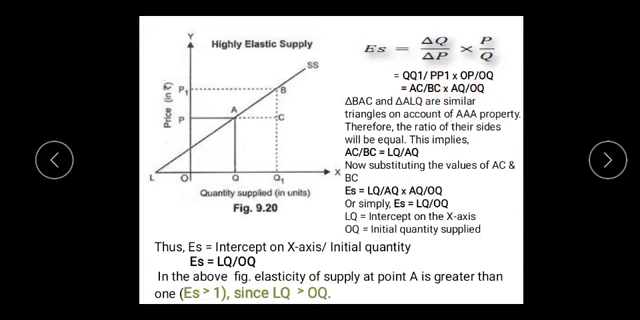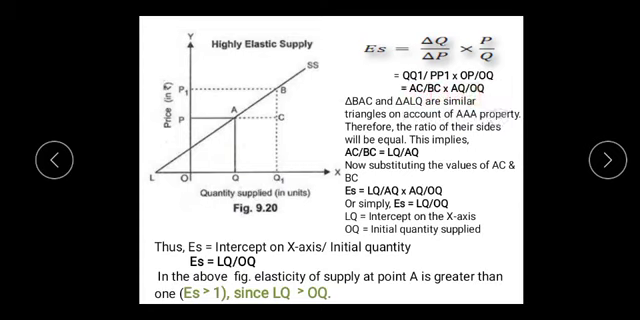That is, instead of QQ1, we write here AC. Instead of PP1, we write BC. Instead of OP, we write AQ. So our formula is elasticity of supply is equal to AC divided by BC into AQ divided by OQ.